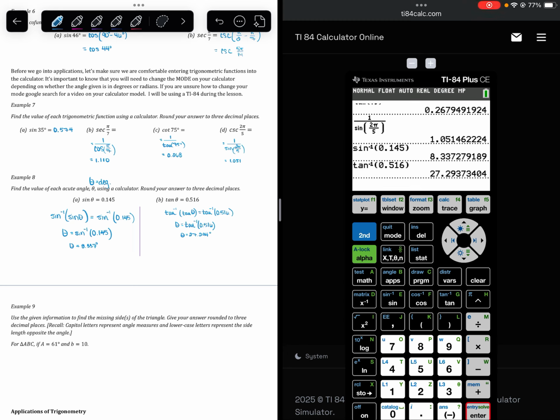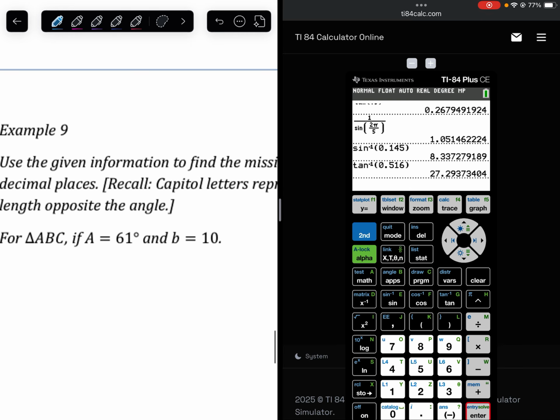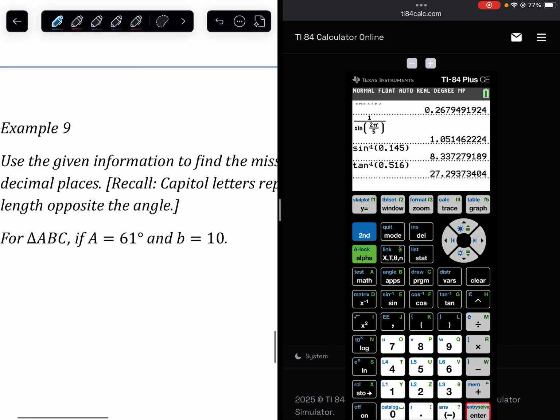All right, example 9. Use the given information to find the missing sides, notice it's plural, of the triangle. Give your answer rounded to 3 decimal places. It says, recall, capital letters represent angle measures, lowercase letters represent the side lengths opposite the angle. So note if the angles are in degrees versus radians.